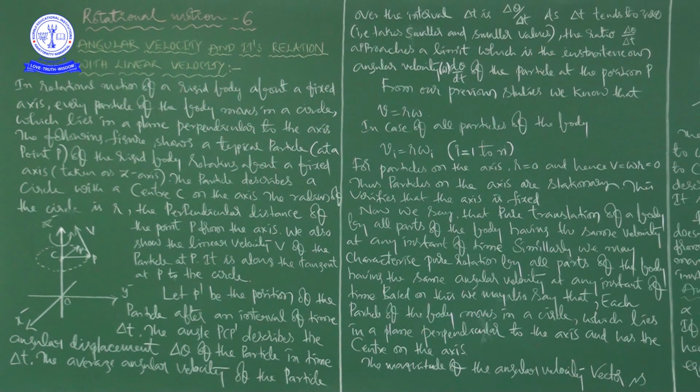As delta t tends to 0, you just imagine, delta t takes smaller and smaller values. You can imagine, see here, the body is rotating. As time is more, what will happen? You can expect more angular velocity, in magnitude I am talking.